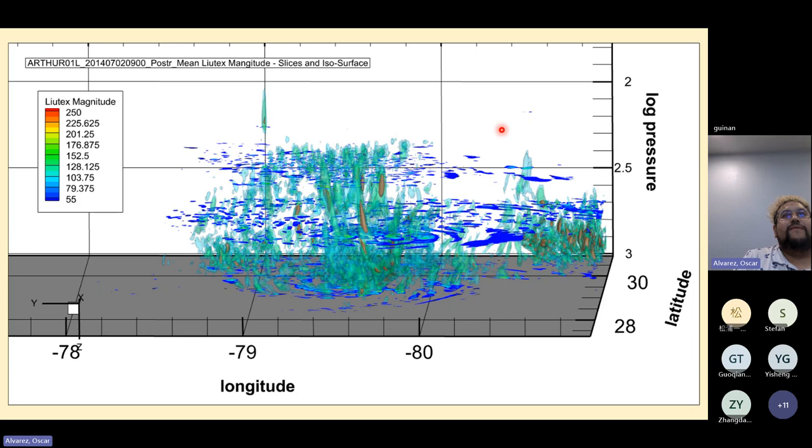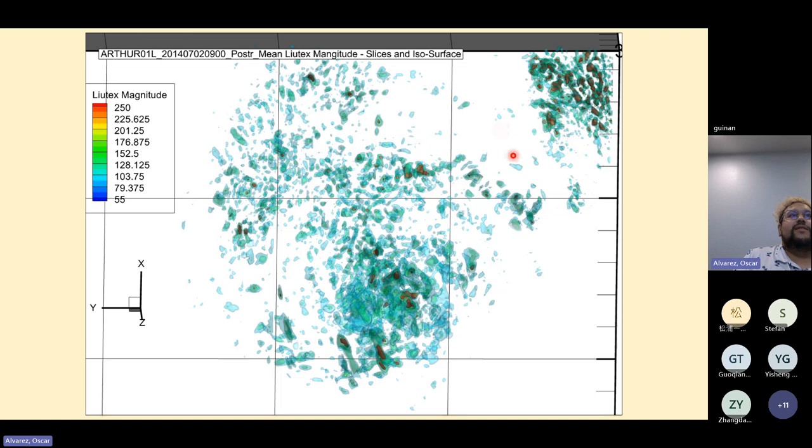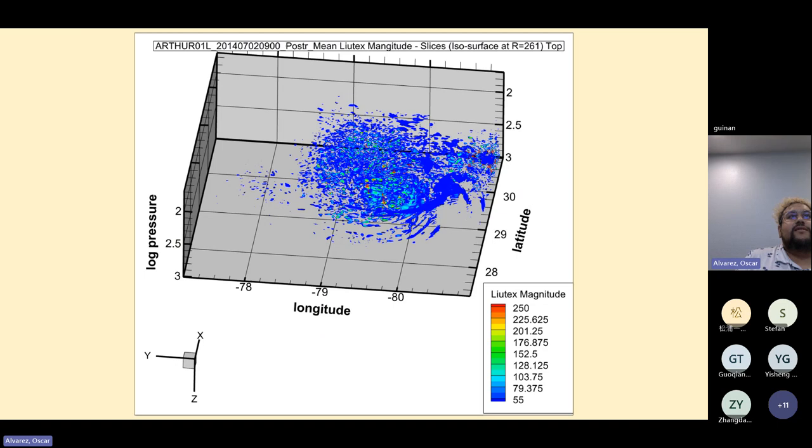Here's a top view using the Liutex magnitude. You can kind of see it right here. There's a focus of really high turbulence here. And then here's another angle of the same hurricane.